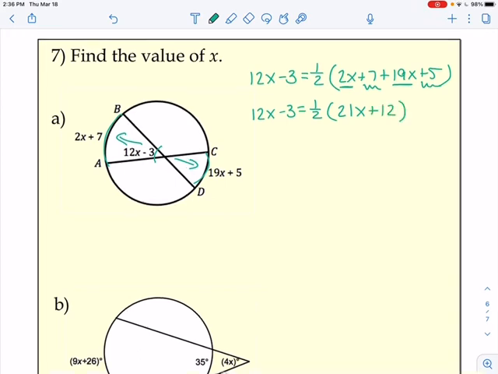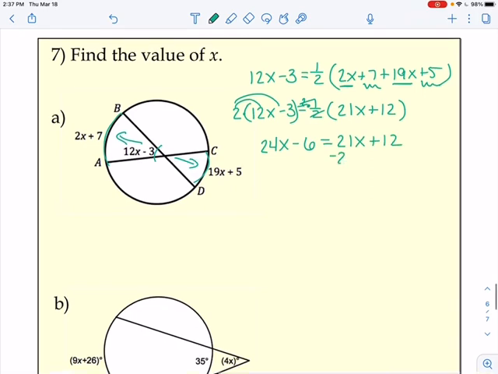The next thing I think I want to do is get rid of that 1/2 in the front. Again, the opposite of multiplying by 1/2 is just to multiply by 2. And we just need to be careful on that right-hand side. Make sure you're multiplying the entire right-hand side by 2. So you're going to have to distribute that 2 through the parentheses. So 2 times 12 is 24. So we'll have 24x. 2 times 3 is 6. So we're going to have 24x minus 6 on the left. Again, on the right, the 2 and the 1/2 is going to cancel, and I'll have 21x plus 12.